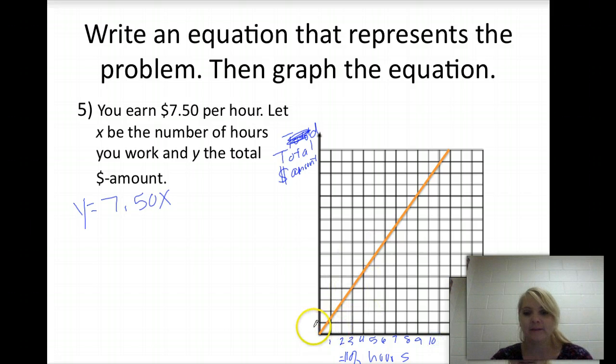And then my y-axis, I'm going to go by 5. So I'm going to go 5, 10, 15, 20, 25, 30, 35, 40, 45, 50, 55, 60, and so on. So if I work 1 hour, you'll earn $7.50. If you work 2 hours, you'll earn $15, 3 hours, so on. And that will be our equation.